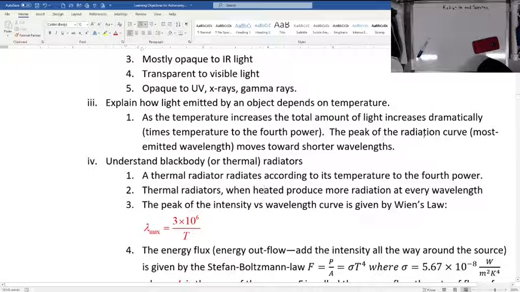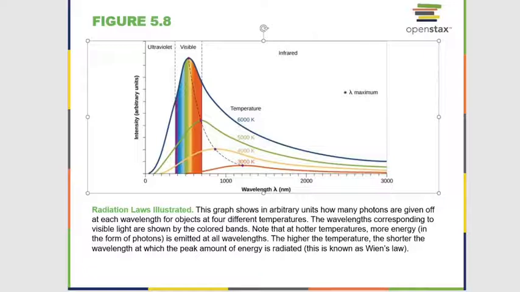The peak of the radiation curve, the most emitted wavelength, moves towards shorter wavelengths as the object gets hotter. The total amount of light, if I go back to that previous curve, is like the area under these curves. And so you can see that as the thing gets hotter, it emits way more light. It emits more light at every frequency or every wavelength. And so the total amount of light is much higher as the object heats up. And so there are mathematical formulas for this, which we'll just talk about.